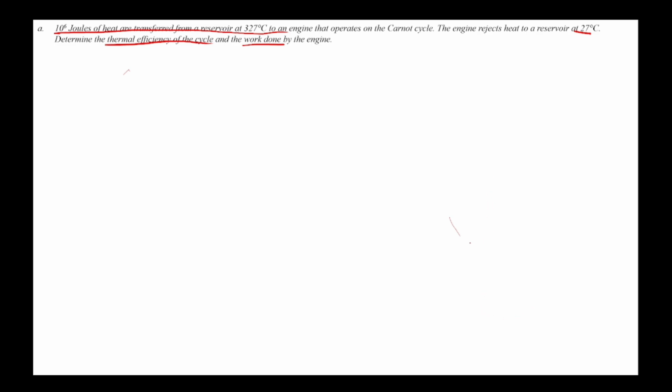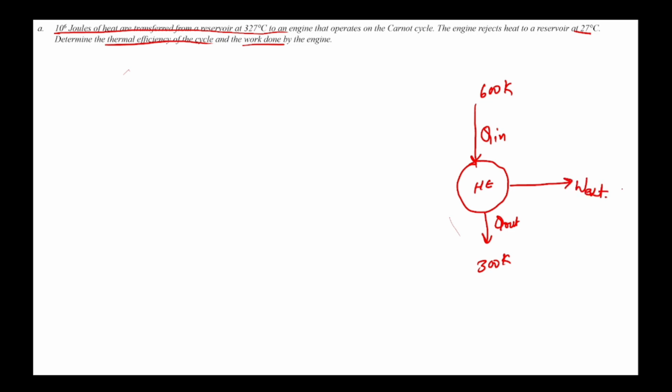So first we will write the heat engine. So this is our heat engine. This is 600 Kelvin, 300 Kelvin. Some Q in will come in, some Q out will go out, because it is impossible to extract all the work from the heat input, the complete heat input.